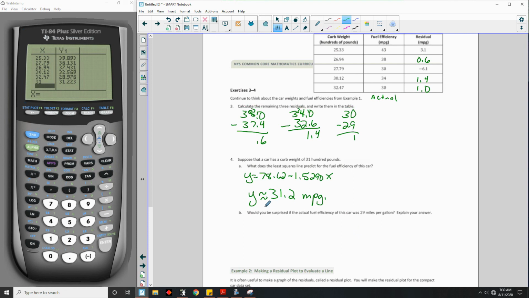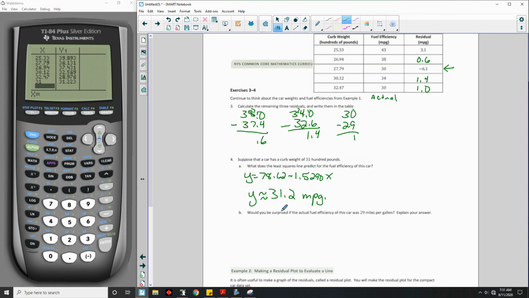Okay, part B says, would you be surprised if the actual fuel efficiency of this car was 29 miles per gallon, and explain your answer? Okay, so what they're saying is, look at the residuals. The maximum residual was 6.1, if you're thinking of absolute values. 6.1 is our largest absolute value number. 3.1, 0.0, or 0.6, 1.4, and 1.0.